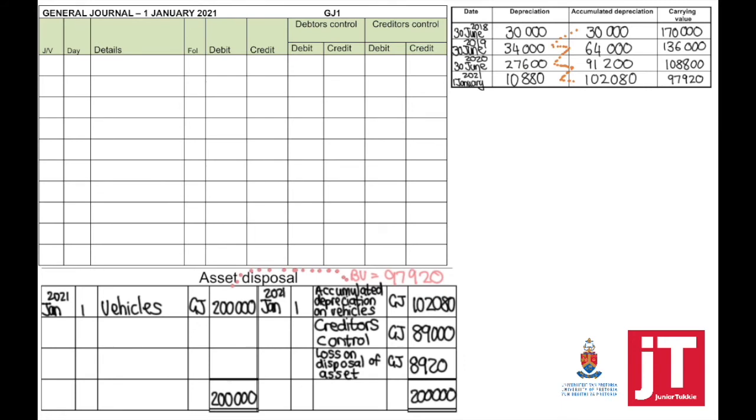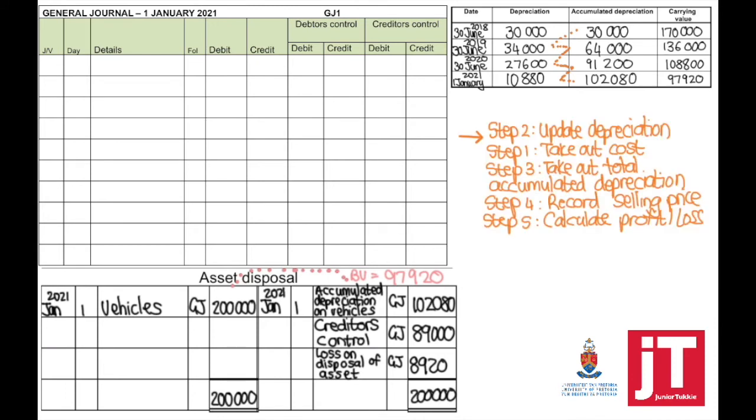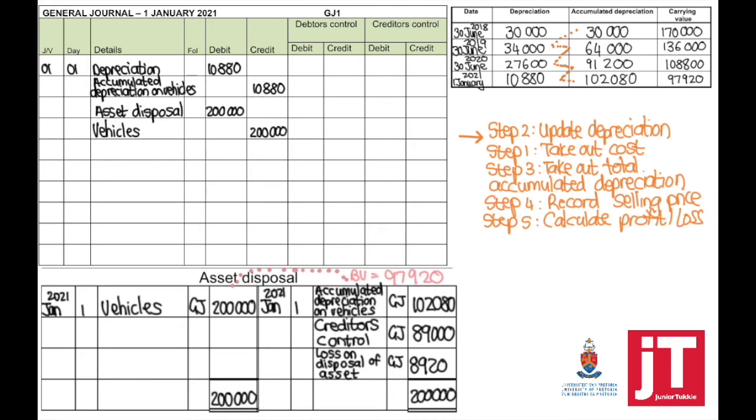To complete the general journal on 1 January 2021, follow this specific order. So step number 2, update the depreciation. It means that depreciation was debited, account credited, accumulated depreciation, and the total depreciation was 10,880. Step number 1, take out the cost. Asset disposal was debited, account credited, vehicles. Step number 3, take out the total accumulated depreciation. It means that accumulated depreciation on vehicles was debited, account credited, asset disposal. Step number 4, record the selling price.